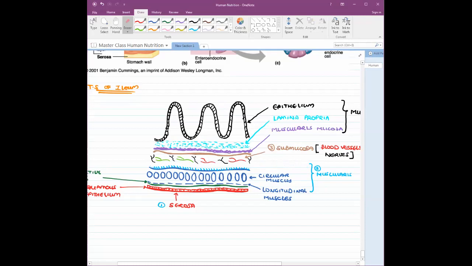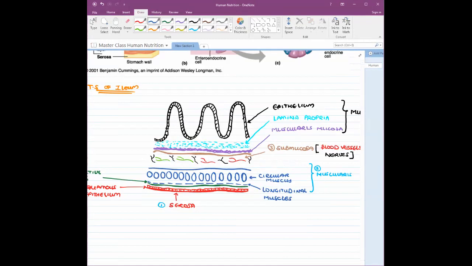Let me see if I can just remove this thing. Yeah, I can. So see, the only difference is that the oblique muscles are missing. Rest everything remains exactly the same. But now guys, let's try to see a little bit more part.